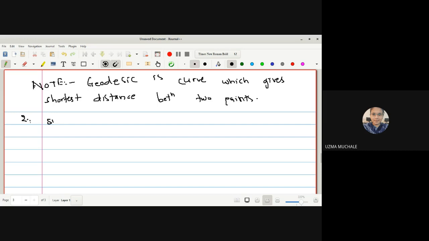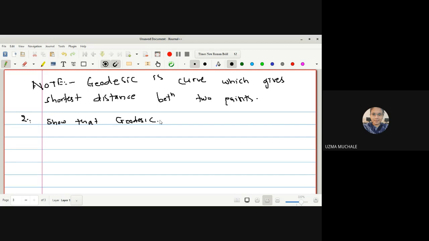Second example, show that geodesy... What do you mean by geodesy? Geodesy is a curve which gives the shortest distance between any two points. It is a curve which will give you the shortest distance between any two points.